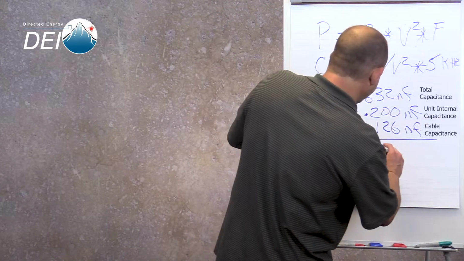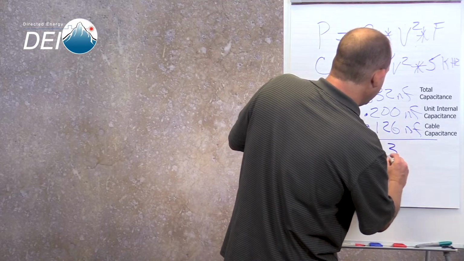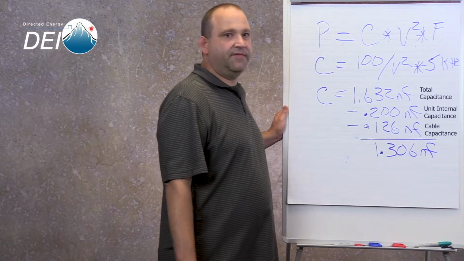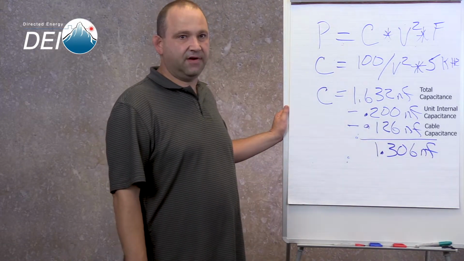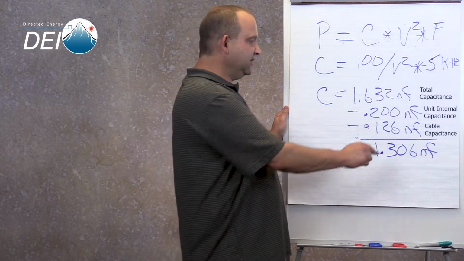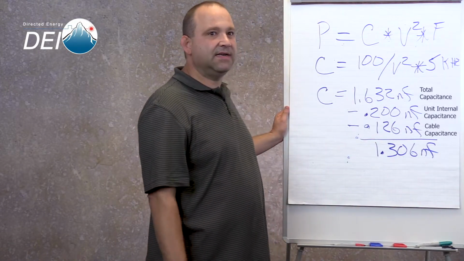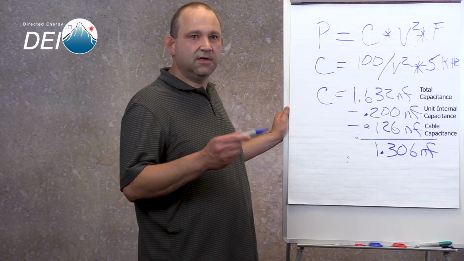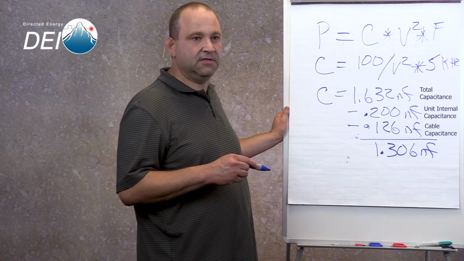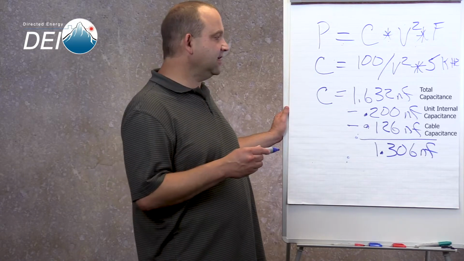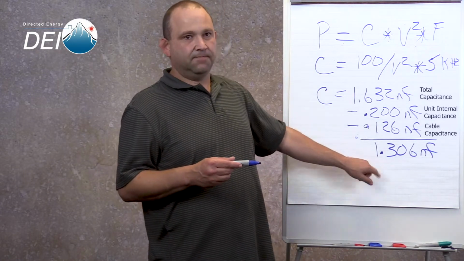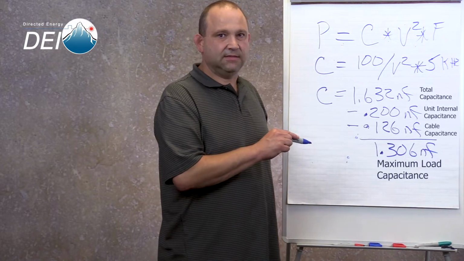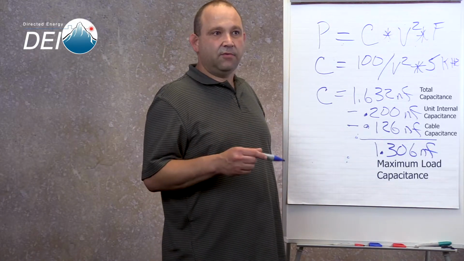And we get a total of 1.306 nanofarads or 1,300 picofarads approximately. Now this can vary as much as plus or minus 10% because each unit is not exactly 200 picofarads for its internal capacitance. So this can actually vary a little bit. But this gives you a good starting point, and that would be the maximum load capacitance for the PVX-4100.